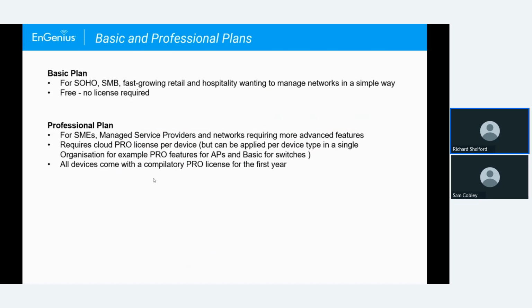If you have enabled Pro features and you don't have a license, those APs will not be able to get the configuration changes. So if you've enabled the license using the first year license, and then at the end of the first year you don't refresh, your APs will continue to work. However, you will not be able to make any changes to those APs until either you move them into an environment which doesn't have the Pro license, or you buy the Pro licenses.